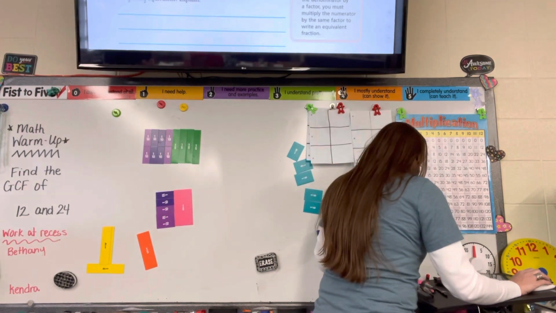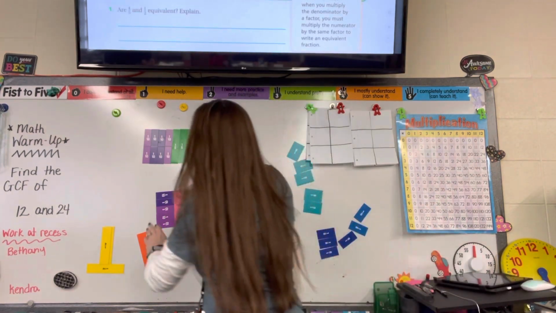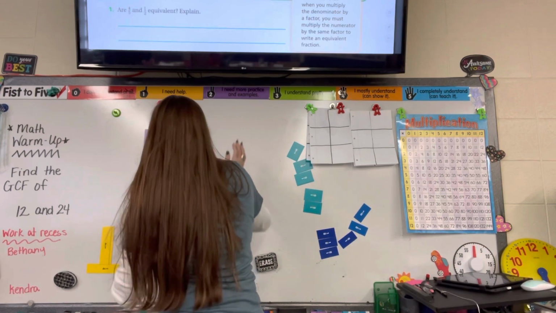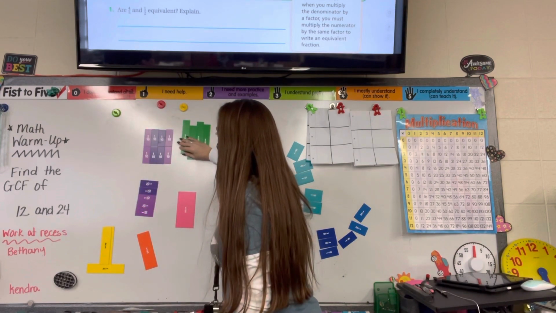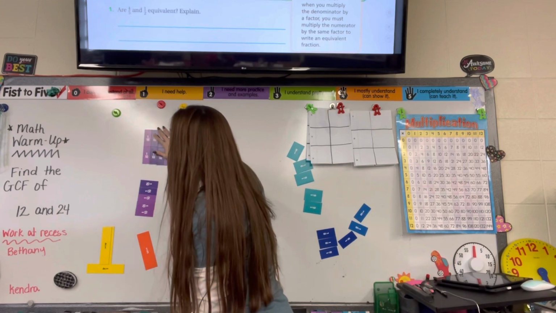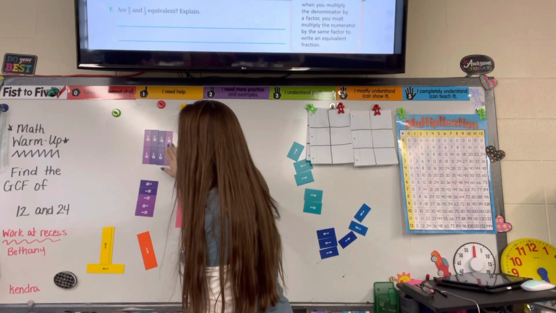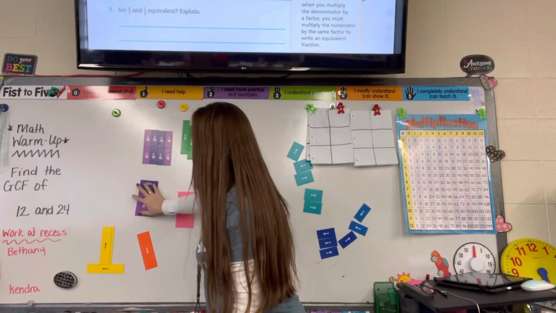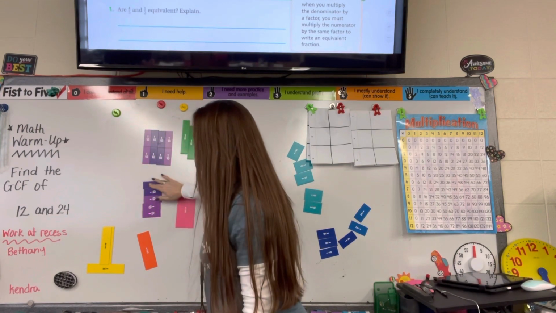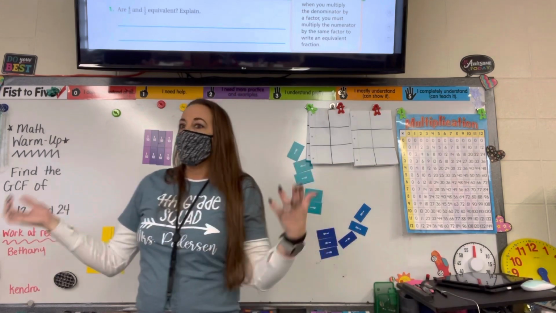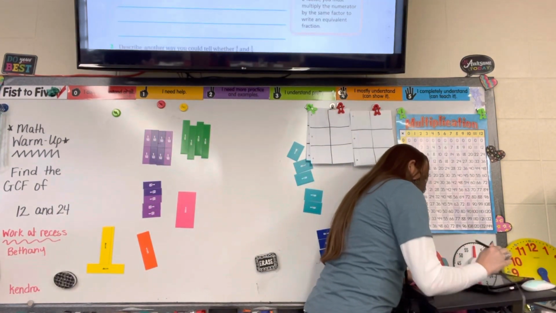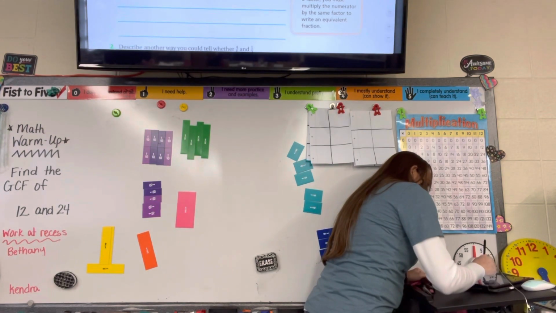Are 4/5 and 1/2 equivalent? Is 4/5 equivalent to 1/2? No, because how many tenths is 4/5? 8. 8 tenths. And how many tenths is 1/2? 5. And 8 is not the same as 5. So, here's what you're going to write down. There's a lot to write on this one.